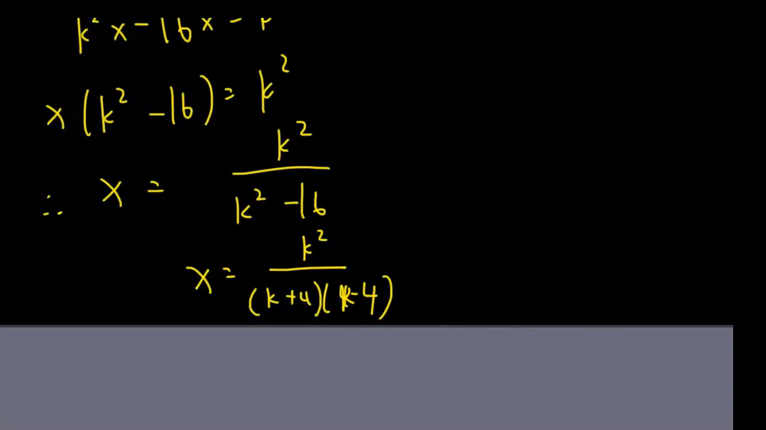Okay, now for this one we have a condition, that is where k cannot be equal to 4 and negative 4. Because if k is 4 or negative 4, x will be undefined.